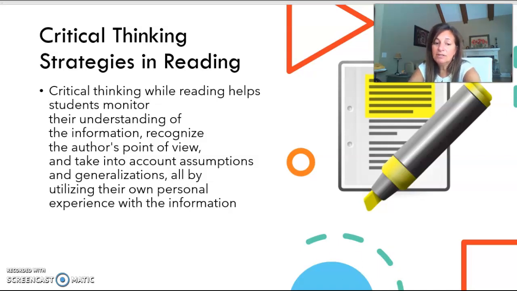And some ways we can do that is have kids highlight important information, annotate on the side as they're reading, reflecting, having them evaluate arguments. The reader definitely needs to be careful when they're doing this and reflective and kind of distance themselves from their own emotions and beliefs and figure out those of the author.